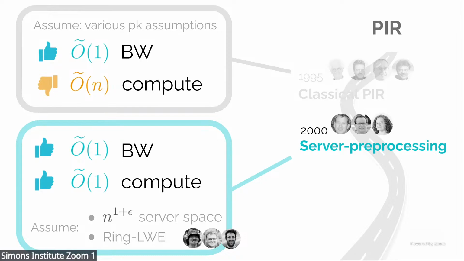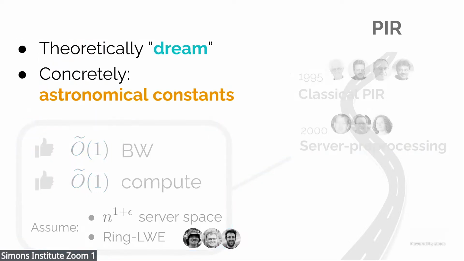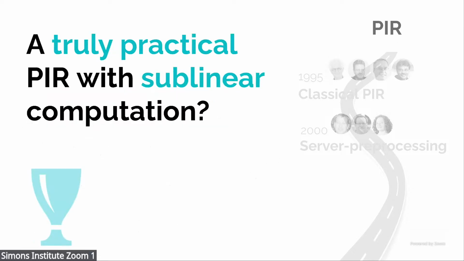And the idea is that they're going to take the database and encode it into, you can imagine, some kind of locally decodable code. And then they use crypto to make the queries private, to make the location queries private. Okay. So this result is very important because it sets up a dream, right? If you look at this performance, it's theoretically a dream. But when you look at the scheme, they have astronomical constants. So this is very, very, very far from practical. And so one question we asked is, is there a way to get a truly practical PIR with actually sublinear computation?